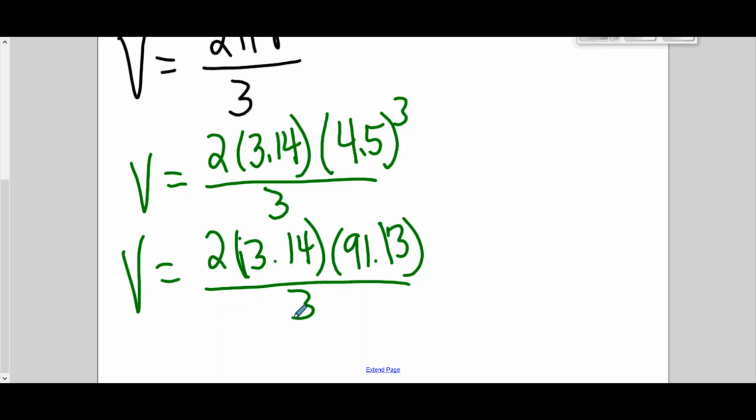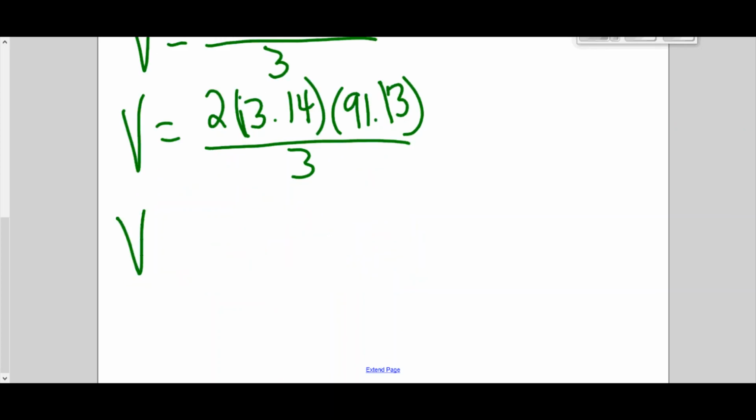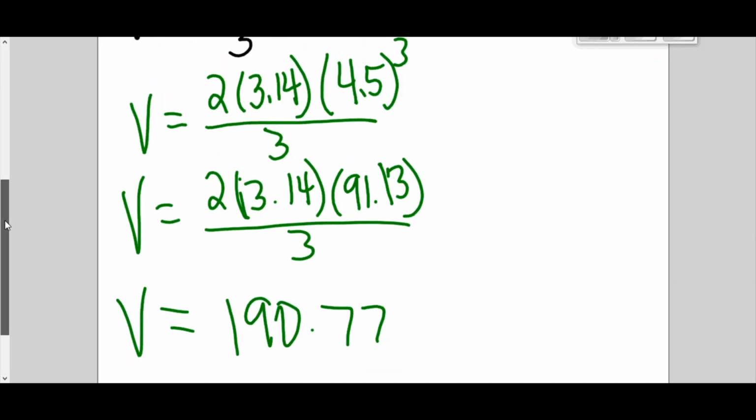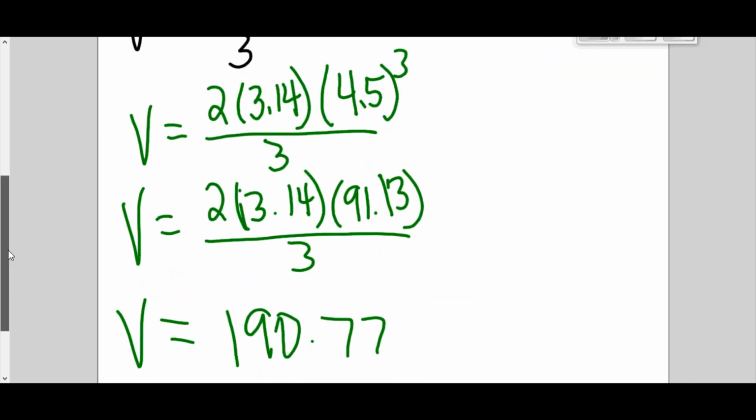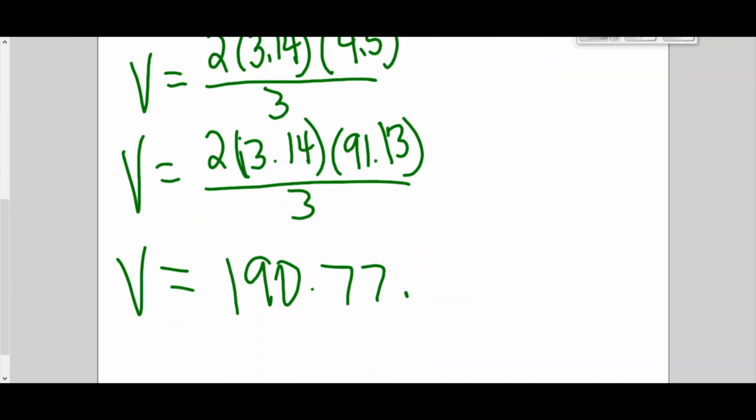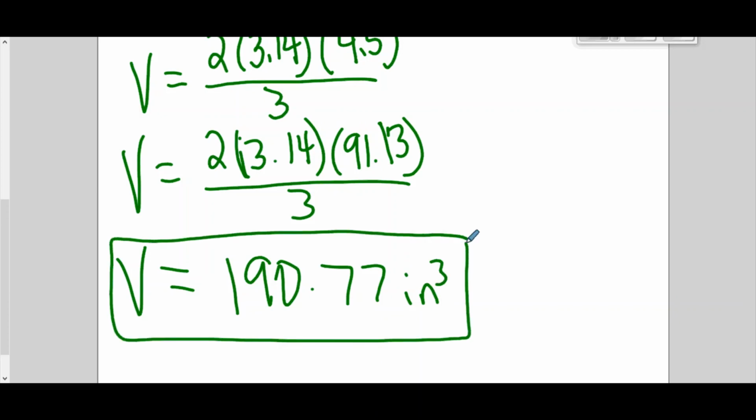And when you do that, you get that the volume of this hemisphere is 190.77. Let me double check the units real quick. Inches, so this was inches. So 190.77 inches cubed. So that is the volume of that hemisphere.